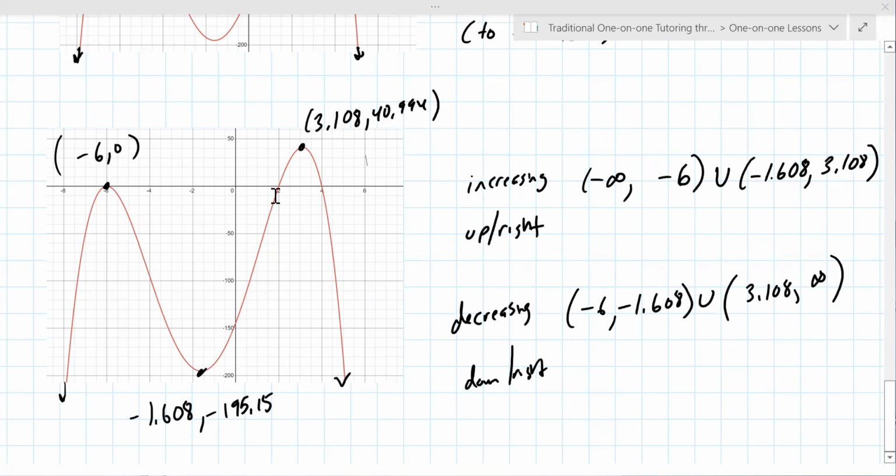If you were to graph these, you would see these values. So -6 actually occurs twice. So it's a double root, -2 and -4. So those are your x-intercepts.